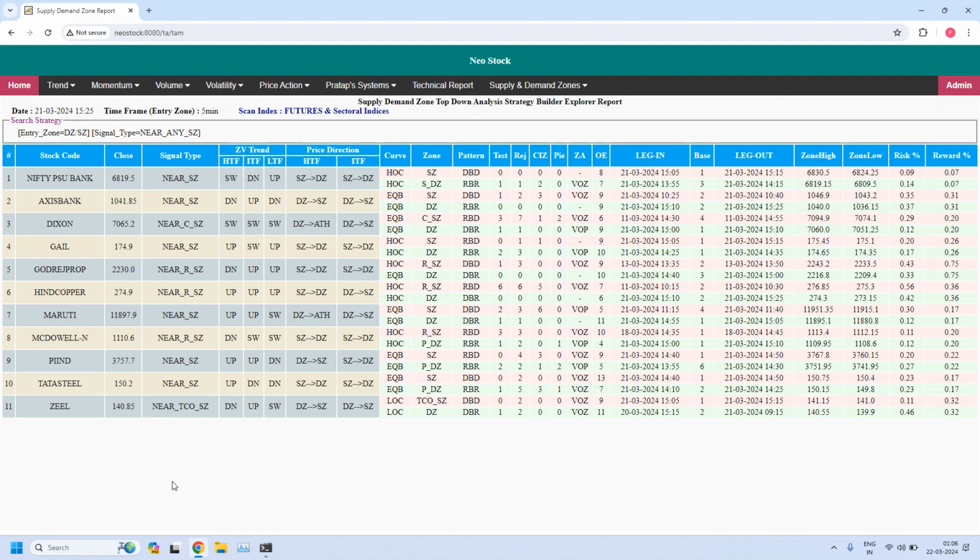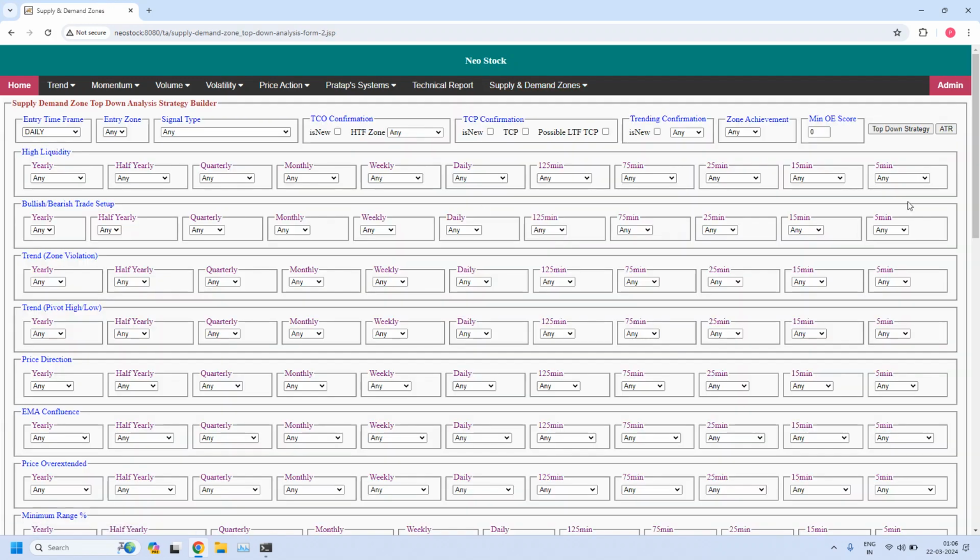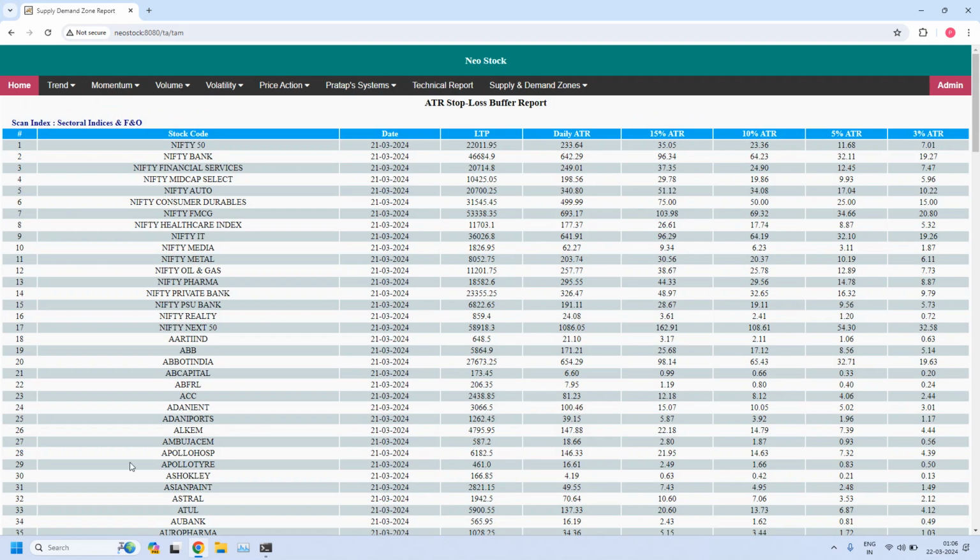demand and supply zones. Now let us generate the last report, stop buffers based on the ATR. So this is the ATR, based on the daily ATR we are generating, as I explained to you in lesson 19. So here you have a stock code, the date, the last candle closed date and last traded price, and this is the daily ATR. This daily ATR we have to use for your next day's trading. That is, on the 22nd trading day you have to use it.